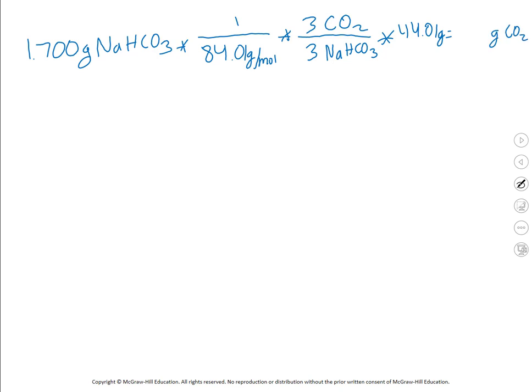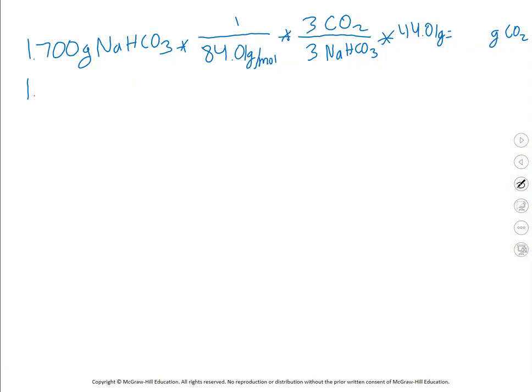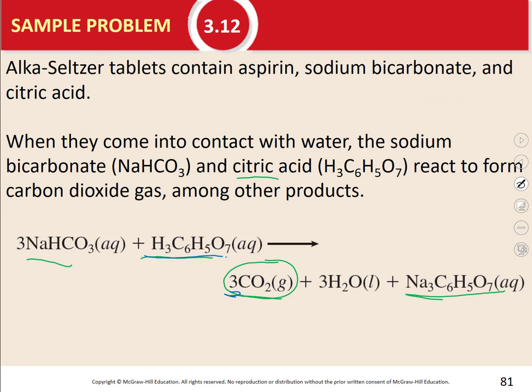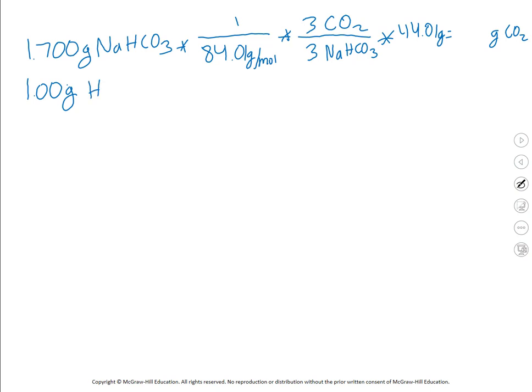We're going to do the exact same thing for the 1 gram of citric acid. Let's do the same 3 steps. 1 gram of citric acid. The formula for citric acid is H3C6H5O7. So divide by its molar mass. Again, you could get its molar mass by adding up those hydrogens, carbons, oxygens. In the interest of time, that's 192.12.